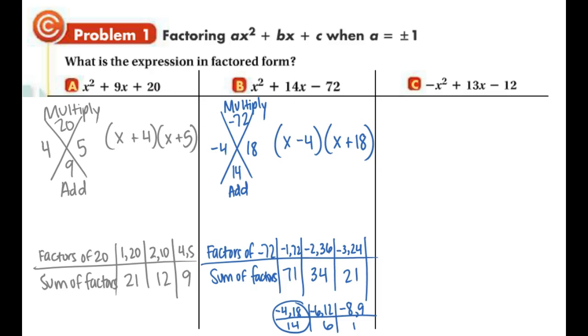In part C, we have a quadratic with a leading coefficient of -1. Before we do the x method, what we need to do is factor out that -1, because we cannot use the x method unless we have a leading coefficient of +1. So when we're factoring out -1, we're essentially just changing the signs of each term of the quadratic trinomial. So inside the parentheses, we have x squared minus 13x plus 12.